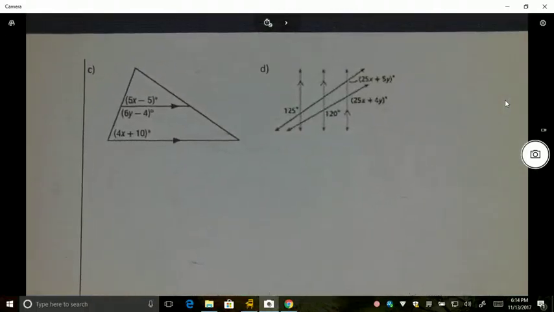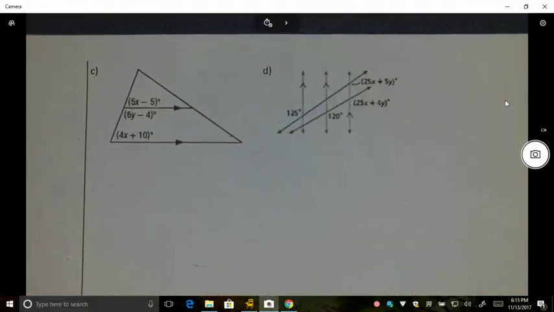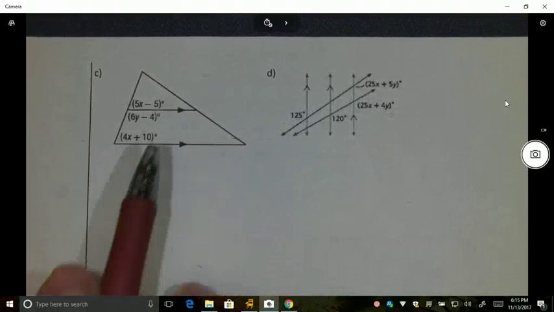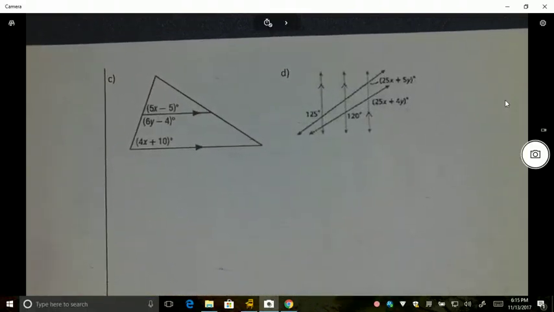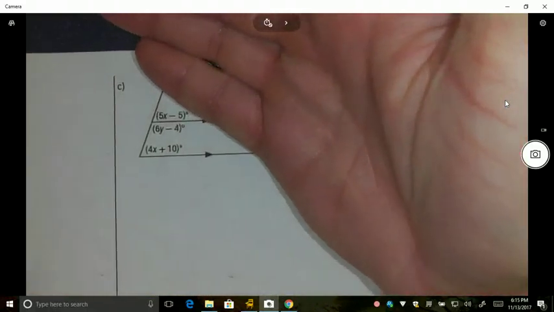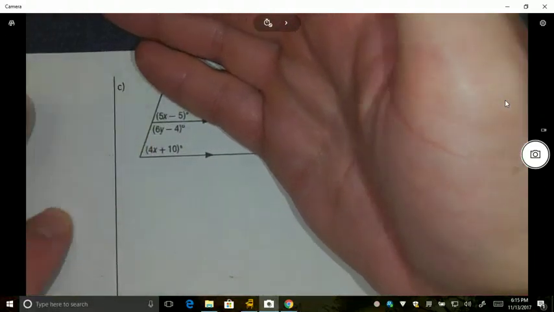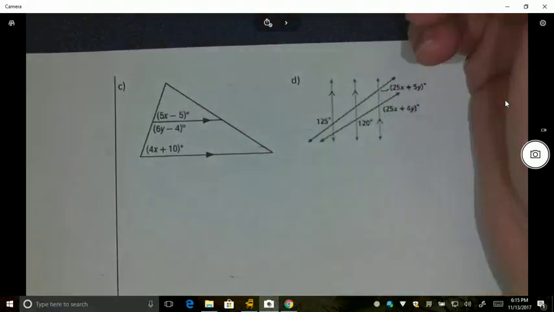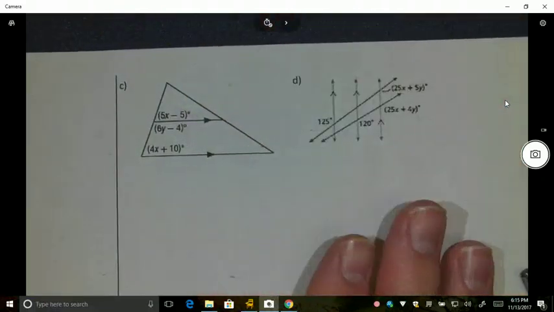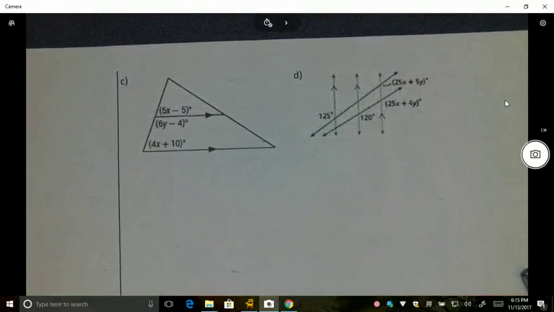The next slide is a little more complicated. I'm going to ask you to look very carefully at these parallel lines. Yes, that's a triangle, but we're going to ignore the triangle and just focus on the transversal where the angles touch. See if you can set up a system of equations to solve that problem. And then do the same thing for D, and we'll look at those in just a second.